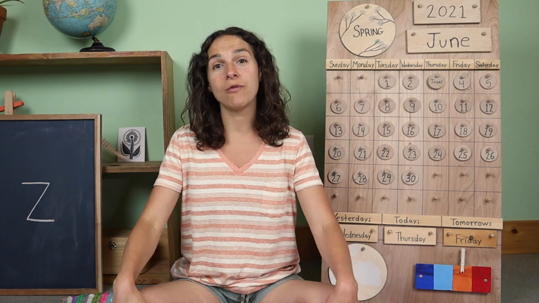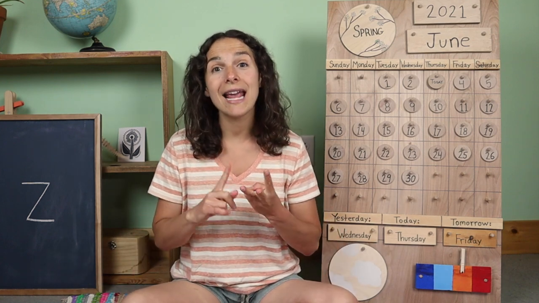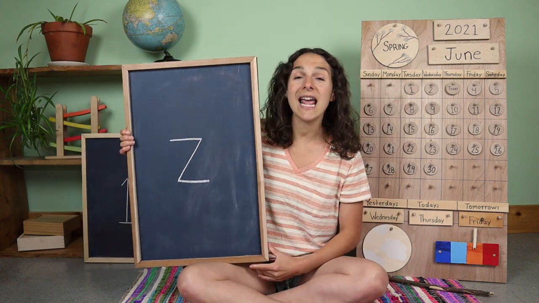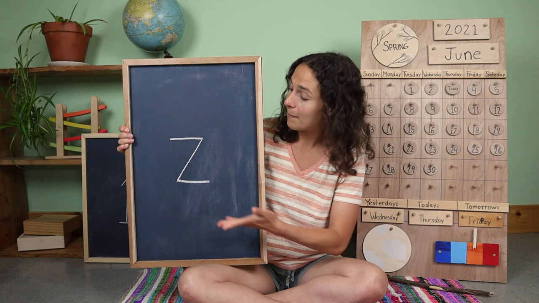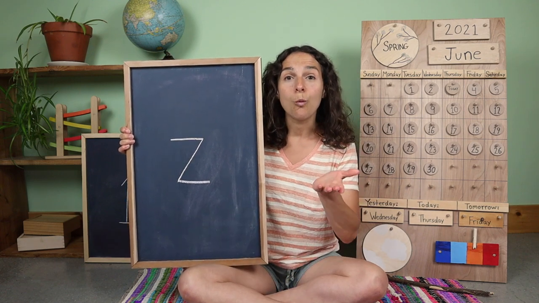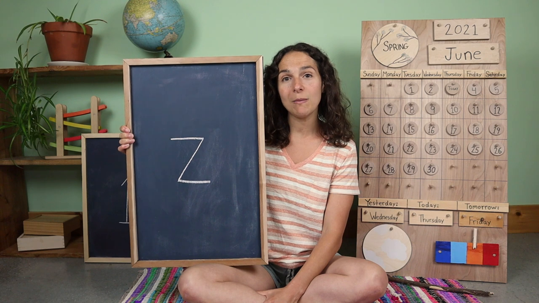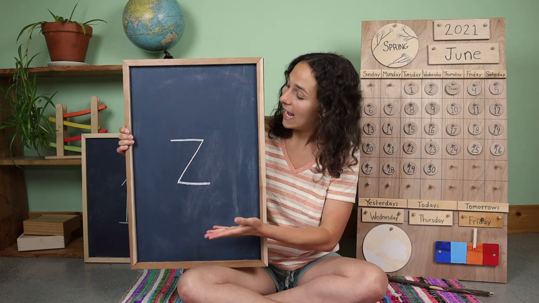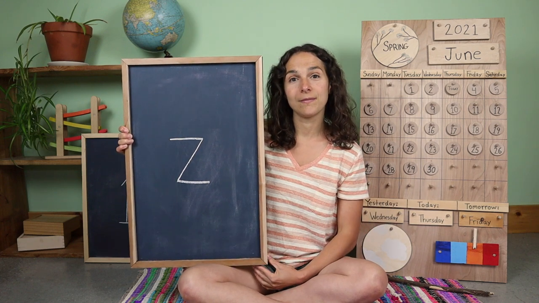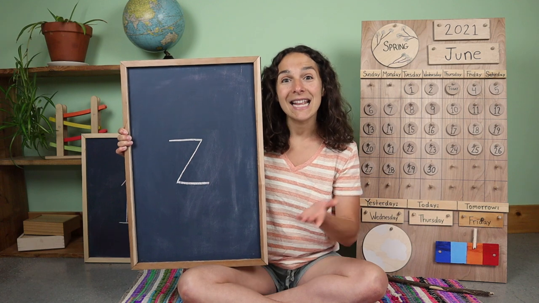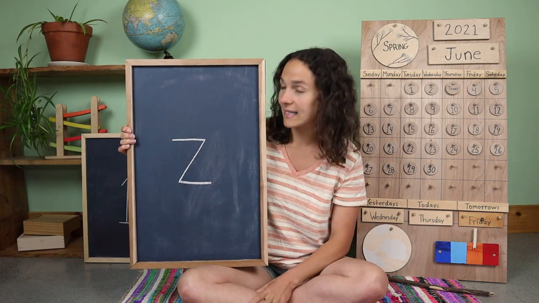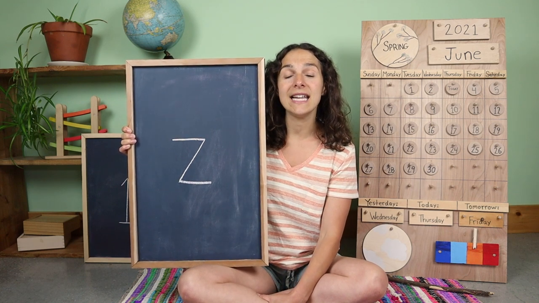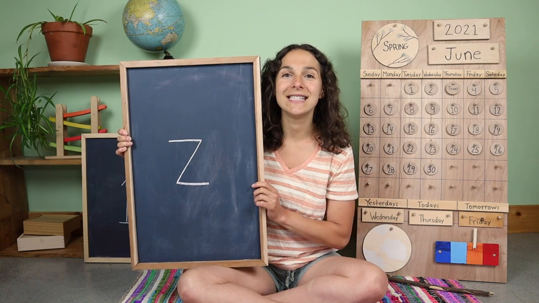And now let's move on to the letter, the number, and the sign of the week. Today is going to be the last day talking about this letter. Will you tell me the sound that this letter makes? Z. Z. And what is this letter called? Z. That's right. This is a lowercase z. This is the last letter in the alphabet. Z says z. Z.